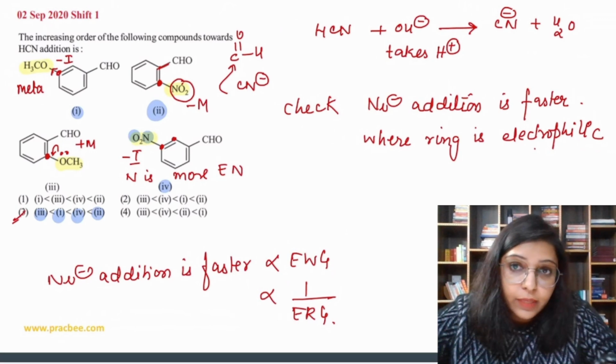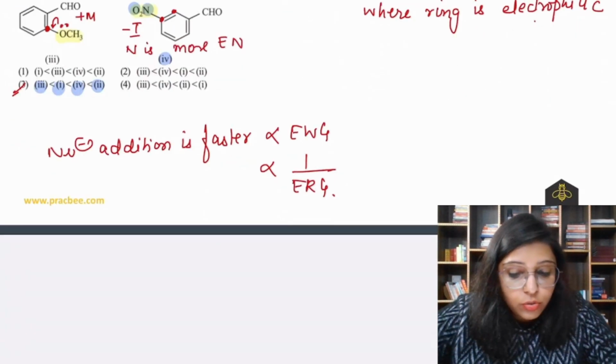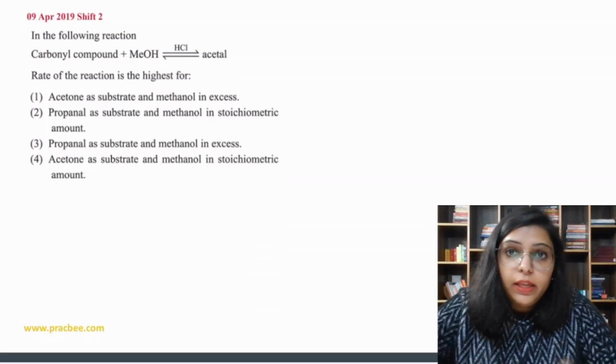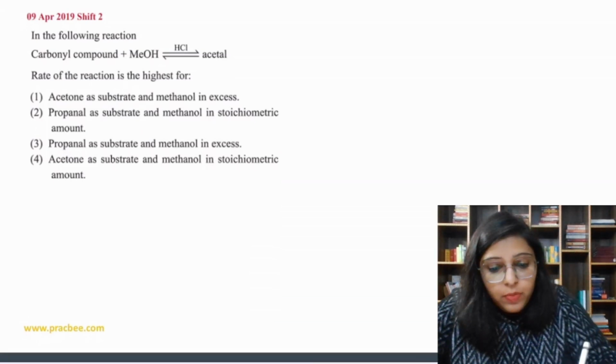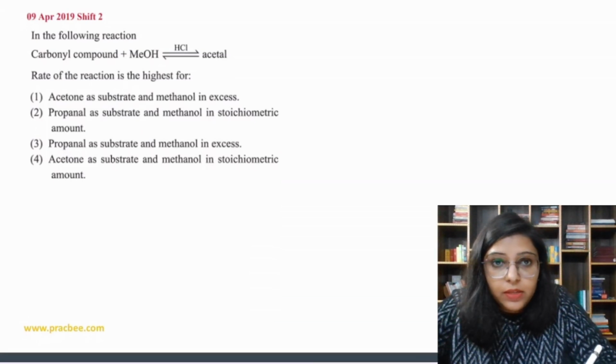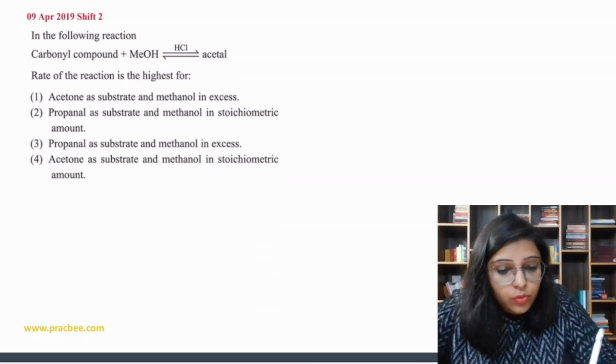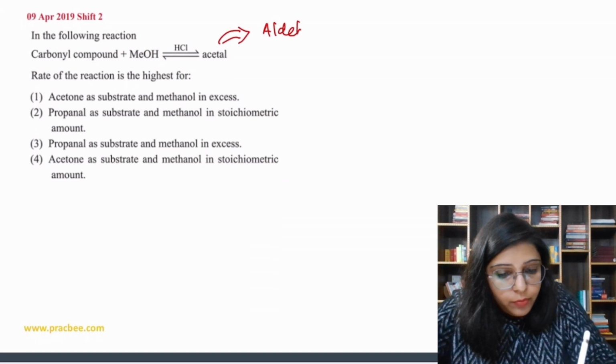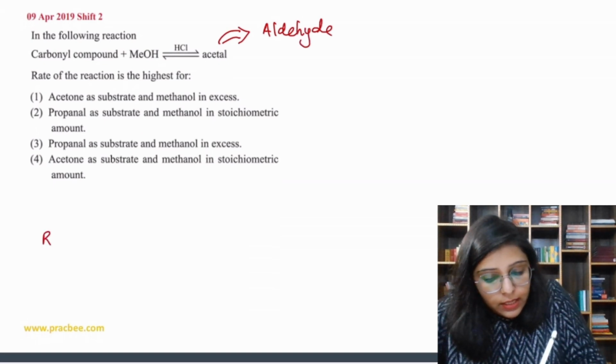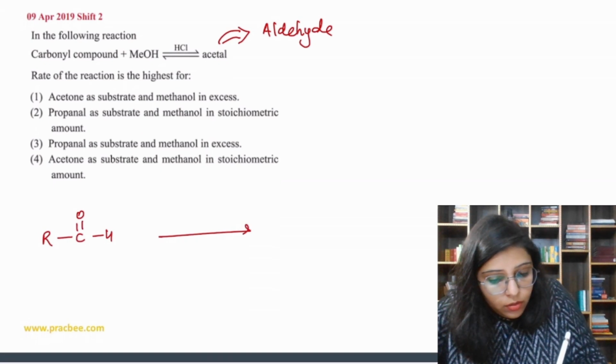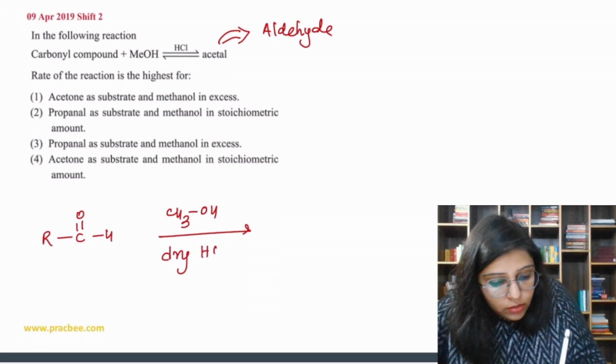Clear or not? Now, moving on to the next question. In the following reaction, carbonyl compound plus MeOH in the presence of HCl gives acetal. So what happens? Acetal is formed from aldehyde. So if we take the example RC double bond O H in the presence of CH3OH and dry HCl, what happens?